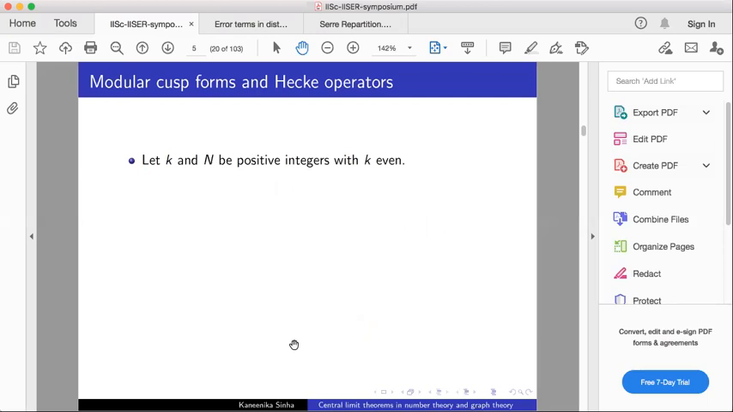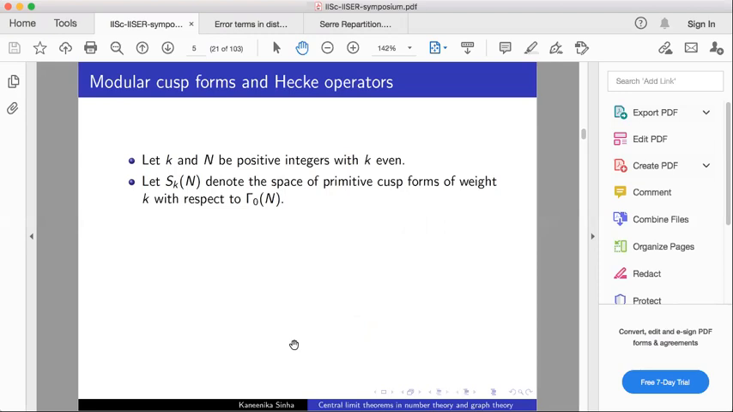So here is our situation. Here's our notation. Let k and n be positive integers with k even, and let S sub k of n denote the space of primitive cusp forms of weight k with respect to gamma naught of n. These are in fact finite dimensional spaces over the field of complex numbers, and let s sub k of n denote the dimension of these spaces. Dimension formulas for these spaces are well known, and in particular what is of relevance to us is that these dimensions keep increasing as k plus n goes to infinity.